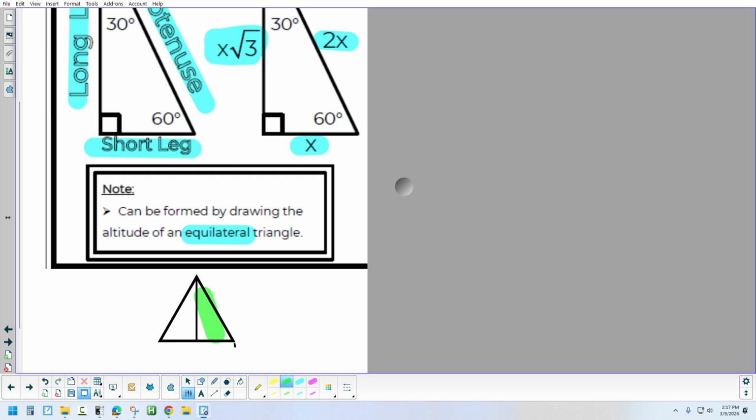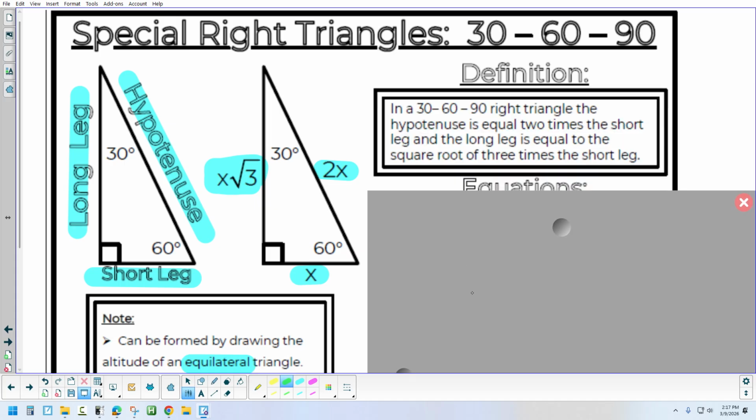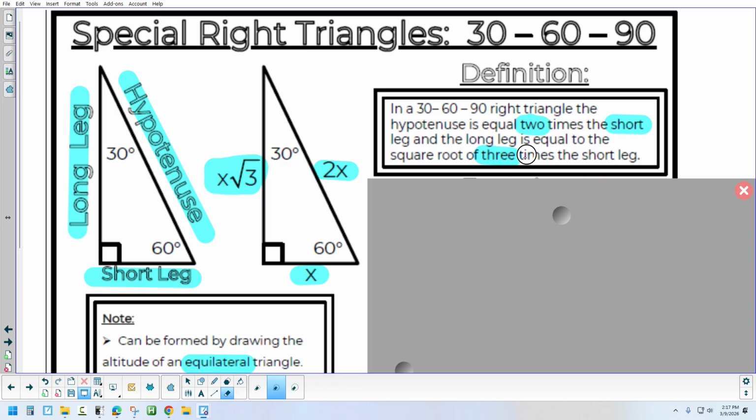All right, what else do we have to write down? The definition, we didn't do that. Okay, so for this, you want to write down in a 30, 60, 90, the hypotenuse is equal to 2 times the short leg, and the long leg is equal to the square root of, you want to fill in the word 3. Square root of 3. I think that's all you have to fill in there.